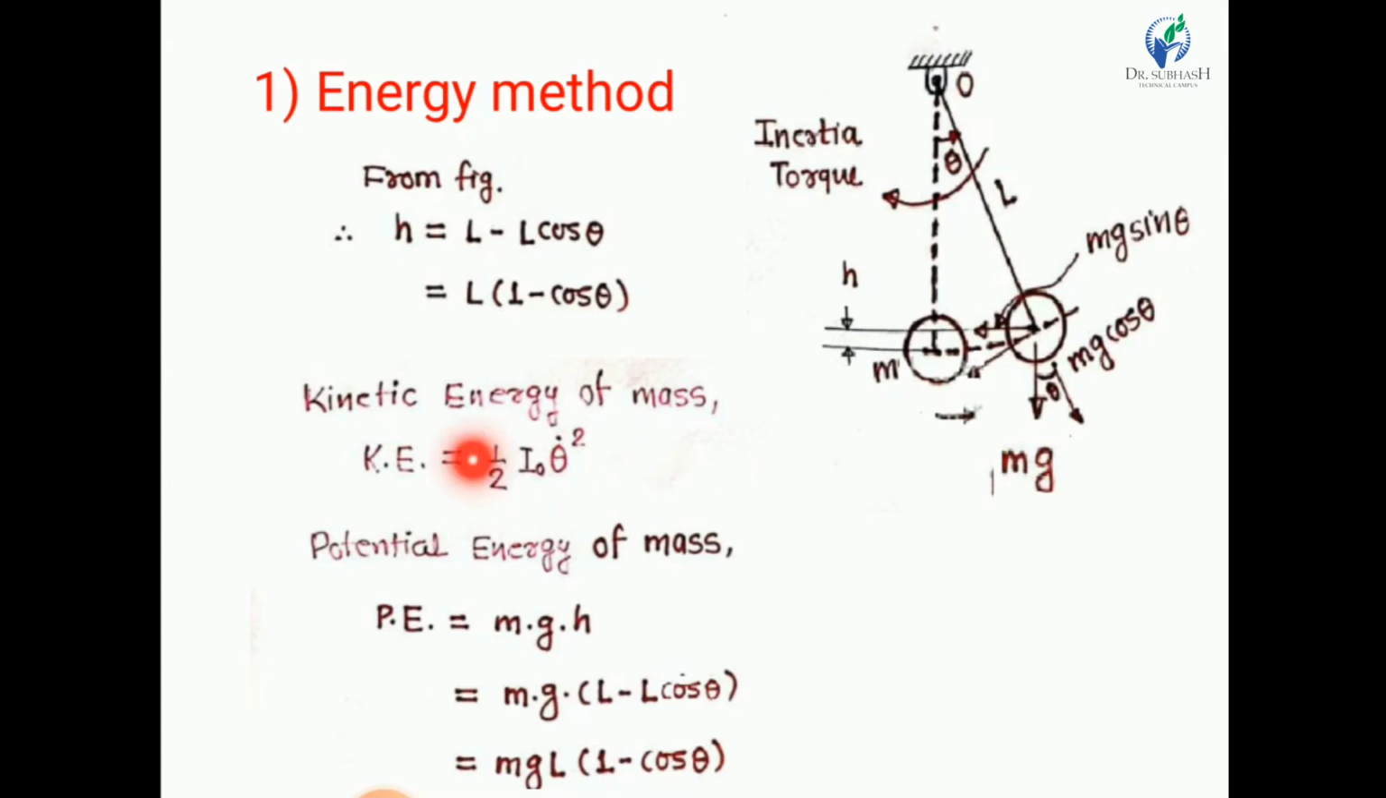Similarly, potential energy. We know the simple equation of potential energy is m g h, and in our case h is L in bracket 1 minus cos theta. So m g in bracket L minus L cos theta. So we obtain m g l in bracket 1 minus cos theta.